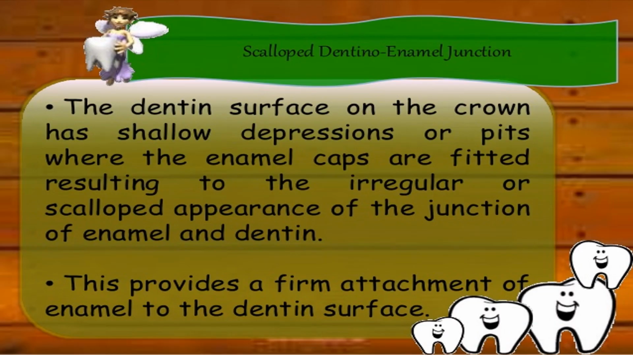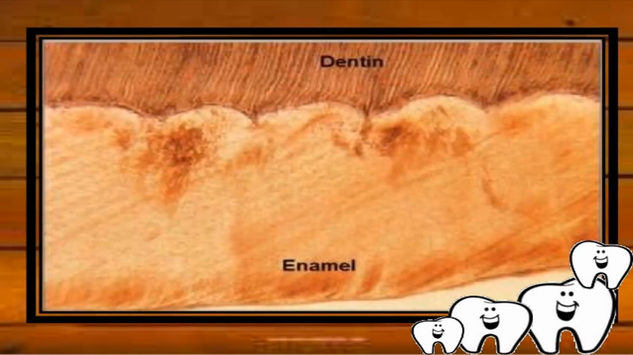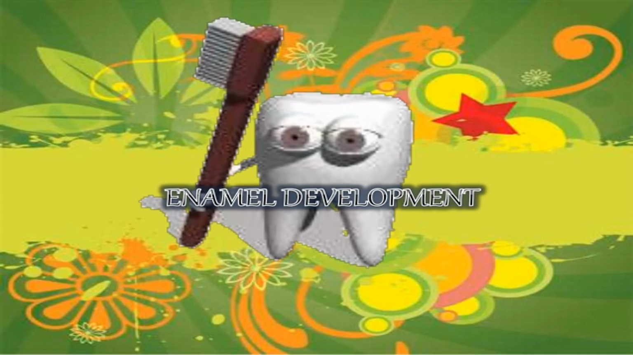Scalloped dentinoenamel junction. The dentine surface on the crown has shallow depressions or pits where the enamel caps are fitted, resulting in the irregular or scalloped appearance of the junction of enamel and dentine. This provides a firm attachment of enamel to the dentine surface. So what is the purpose of the dentinoenamel junction? Its purpose is to provide firm attachment of enamel to the dentine surface. See, scallop pattern, DEJ, dentinoenamel junction.